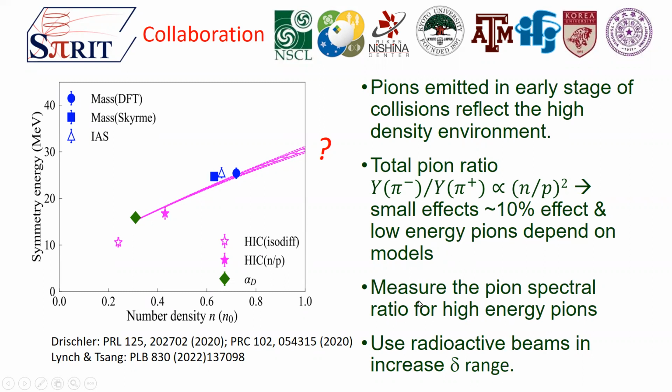And then the other thing that we found out is that we don't just measure the pion energy, we have to measure the spectra. And then we look at the spectral ratio, as I will show you, because more recent transport models show that it's the high energy pions that are sensitive to symmetry energy. The other thing that we learned from the low density experiment is that we want to expand the range of the system. So we use radioactive beams to increase the delta, the asymmetry range.